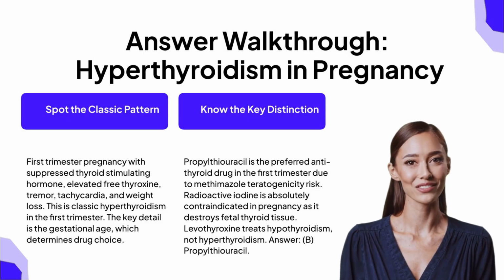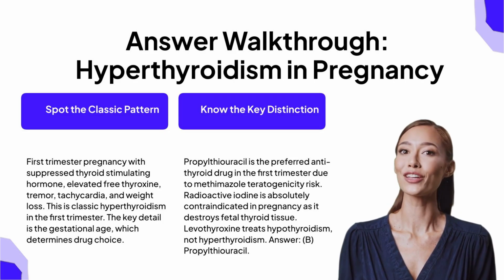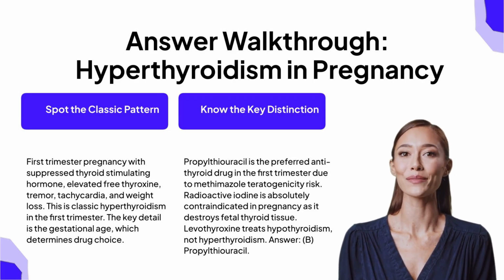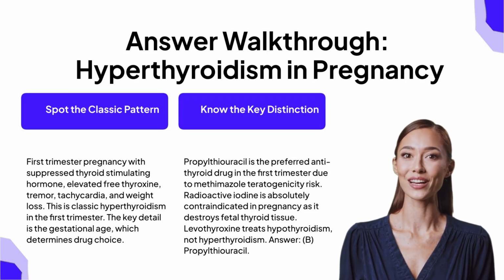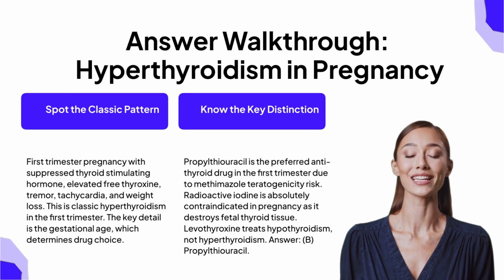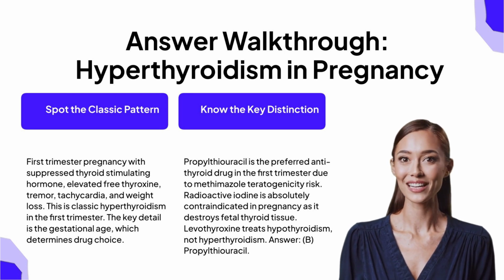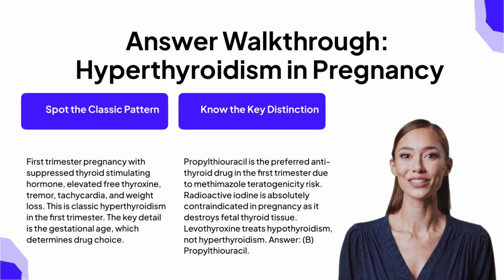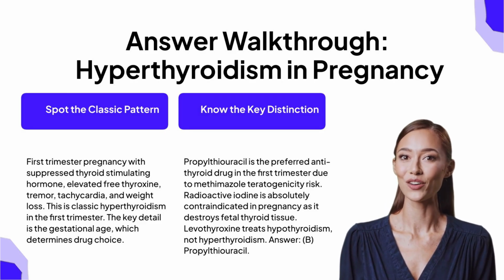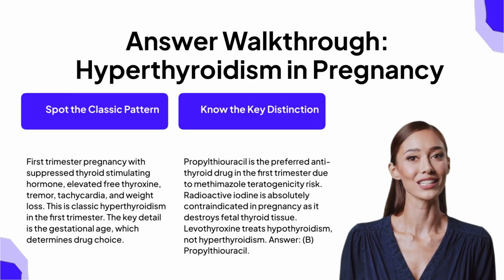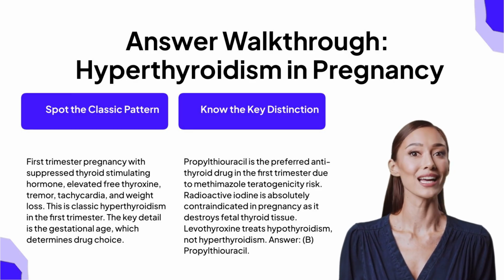Answer A, methimazole, is wrong because of teratogenicity in the first trimester. Answer C, radioactive iodine, is absolutely contraindicated in pregnancy as it crosses the placenta and destroys fetal thyroid. Answer D, levothyroxine, treats hypothyroidism, not hyperthyroidism. The correct answer is B, propylthiouracil.